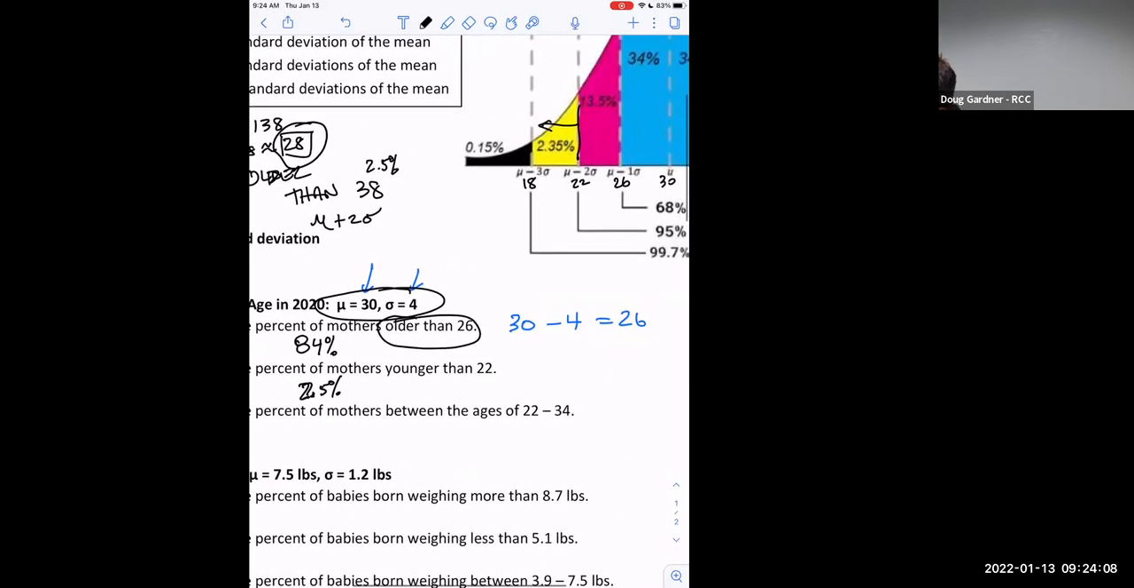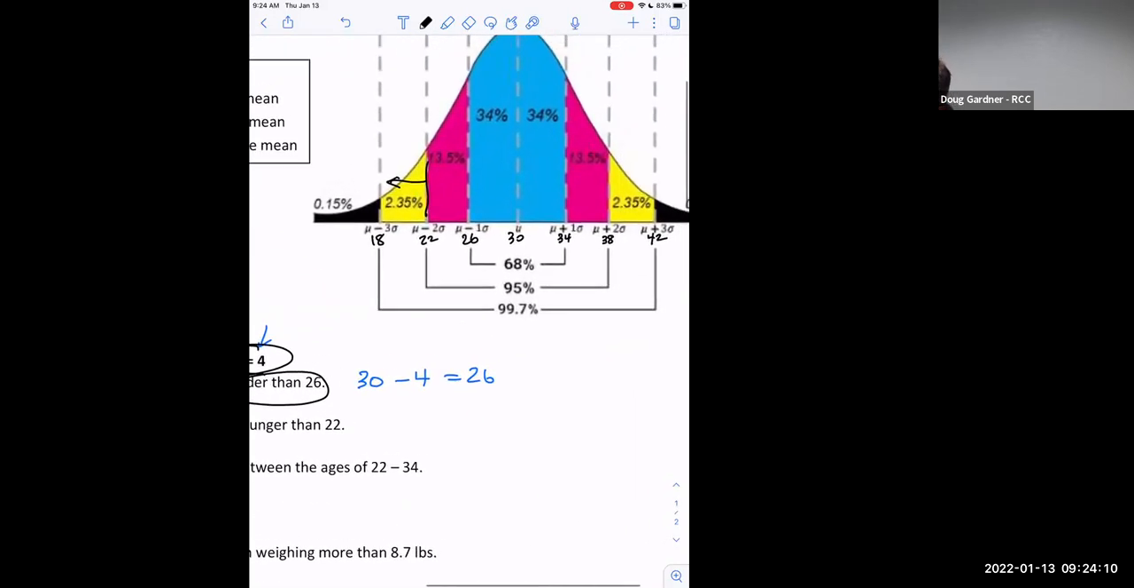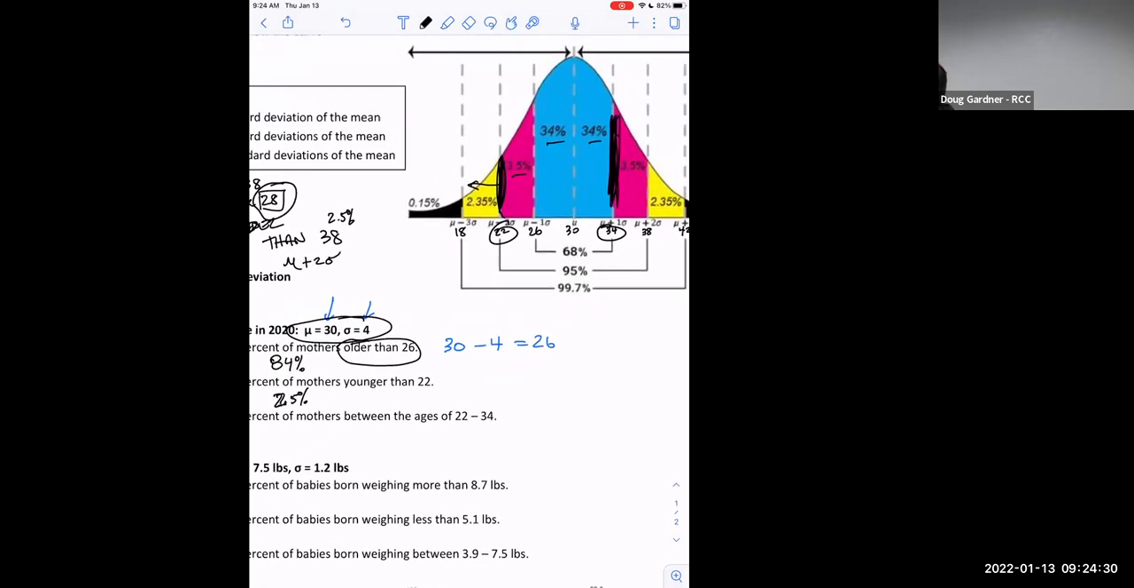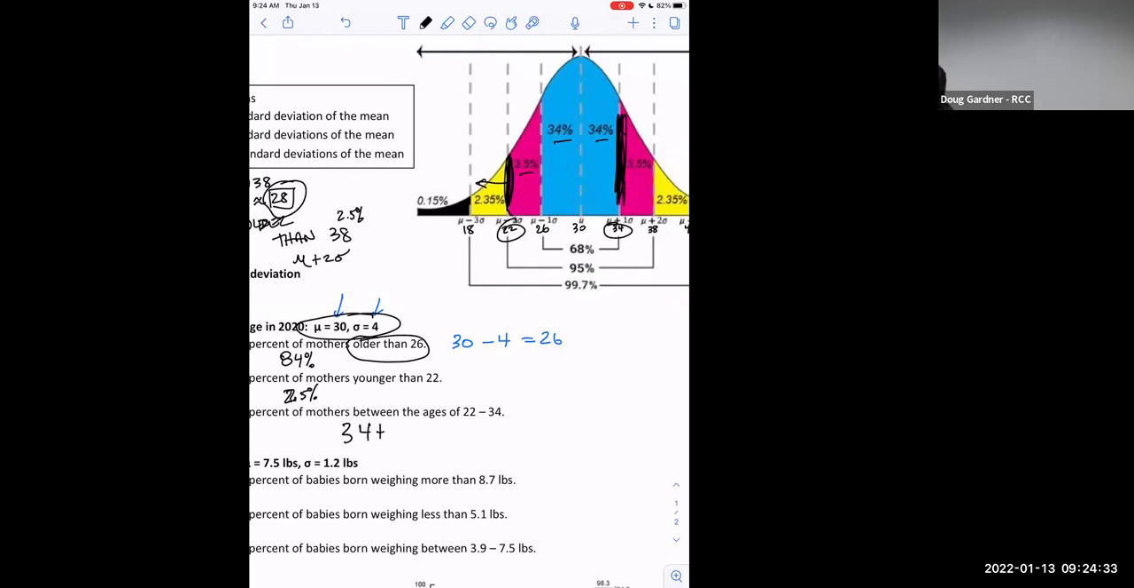What percent of mothers would be between 22 and 34? Well, do you see that as here's 22 and here's 34? So I need to add everything from here to here. Oops, went to the wrong spot, didn't I? 34 is right there. So I've got 34 and 34 and 13.5. So 68 and 13.5, what is that, 81.5? Did you get 81.5?